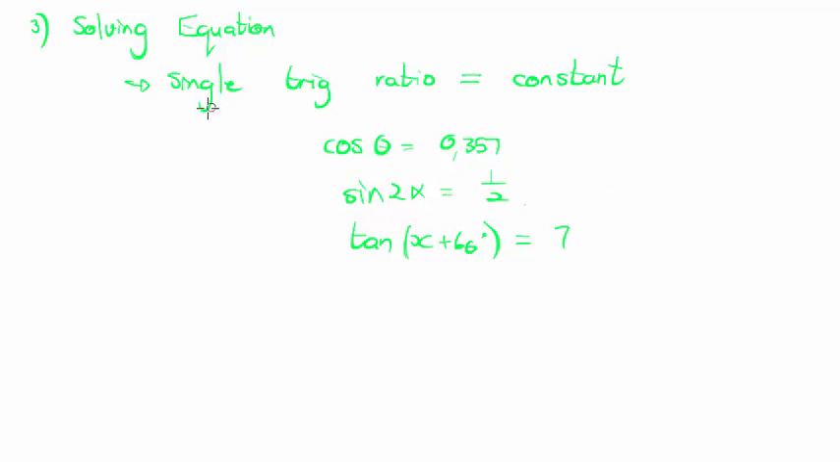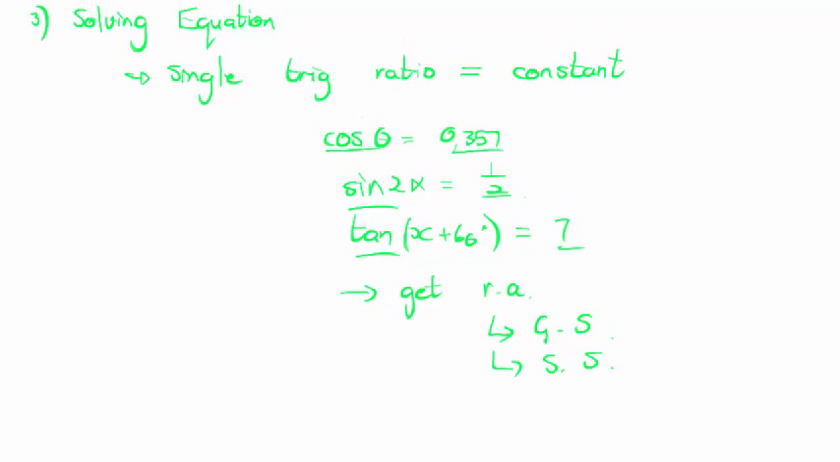So in other words, you have a single trig ratio like sine, cos, tan equal to a constant. You see, that's a number on the other side. Once you have that, you go and you get the reference angle, and then from the reference angle you get the general solution, and after you get the general solution, if they ask it, you find the specific solution. In other words, you substitute. Okay, we'll look at an example just now.